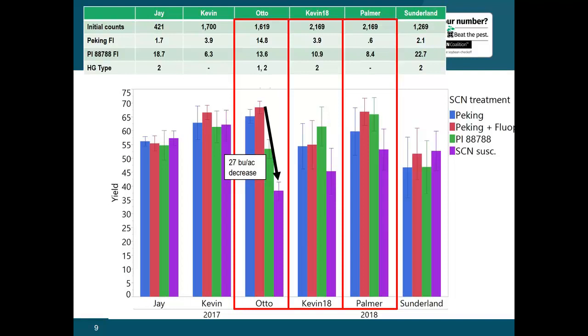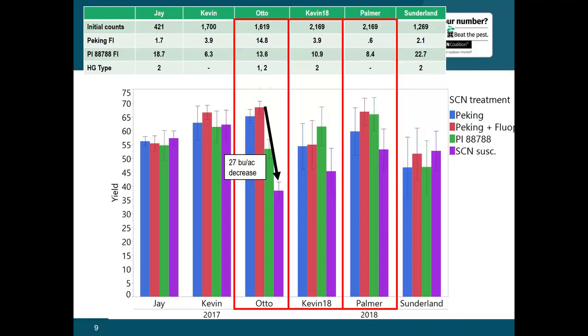These numbers here are the relative reproduction. So this first one, you can see Peking reproduced at 1.7% of the susceptible. So basically, that population of SCN in that particular field, the Peking is able to handle it. That population is not virulent on that particular Peking line. 88788, however, it is. So there's over 10%. The nematologists have come up with a threshold of 10%. If there's more than 10% reproduction on any of those differentials relative to the susceptible check, they identify that as a virulent population on that. That means it will reproduce on that form of resistance.